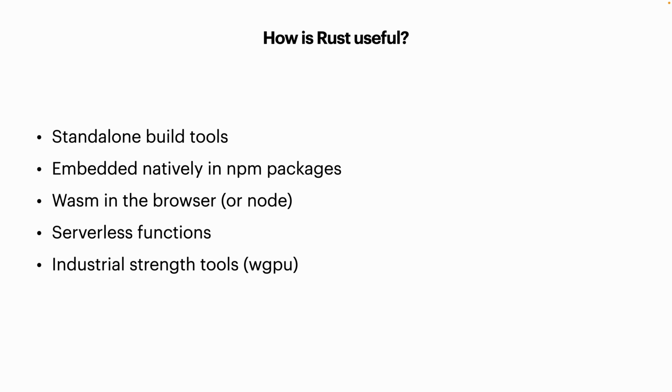So to close up here, how is Rust useful? You can build standalone build tools. You can embed it natively in NPM packages and expose JavaScript APIs. You can use Wasm in the browser or Node doing the same thing. You can build serverless functions and other tools like that, or you can use it to build sort of industrial strength tools. So like WGPU is the web GPU implementation inside of Firefox. It is a crate that you can just pull into your project and start using. If you want to build the next Figma, WGPU could be a good option for you to start with.